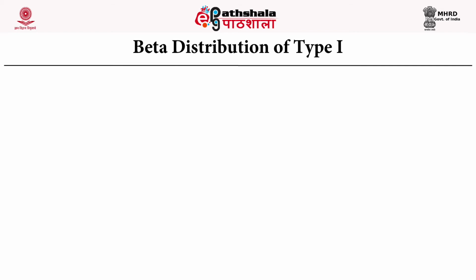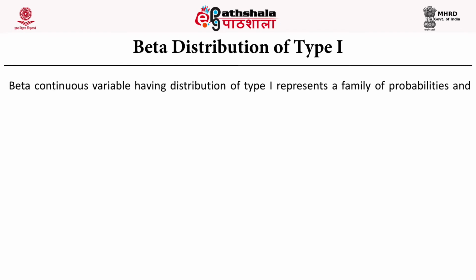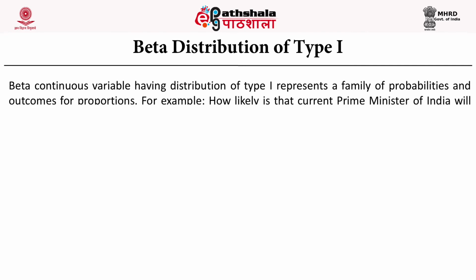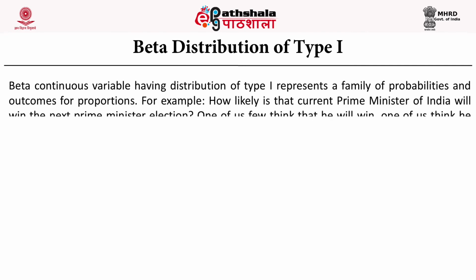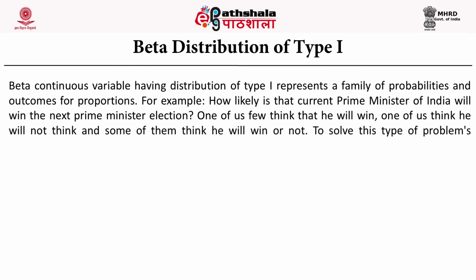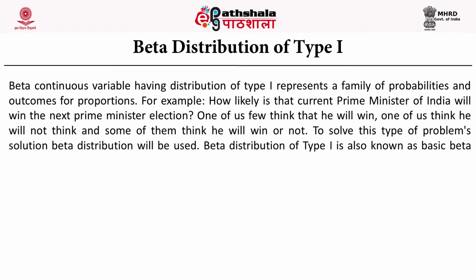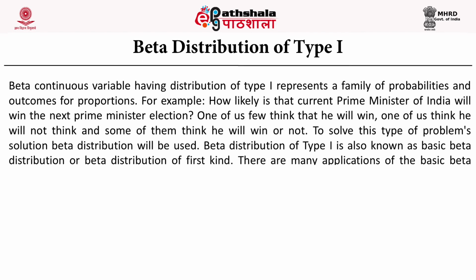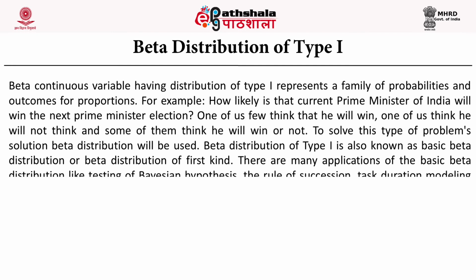Now we consider another continuous distribution, that is the beta distribution of type 1. Beta is also widely used in different areas, so we discuss this distribution in this module. A beta continuous variable of type 1 represents a family of probabilities and outcomes for proportions. For example, how likely is it that the current Prime Minister of India will win the next election? Some of us think that he will win, and some think that he will not. To solve this type of problem, the beta distribution is used.